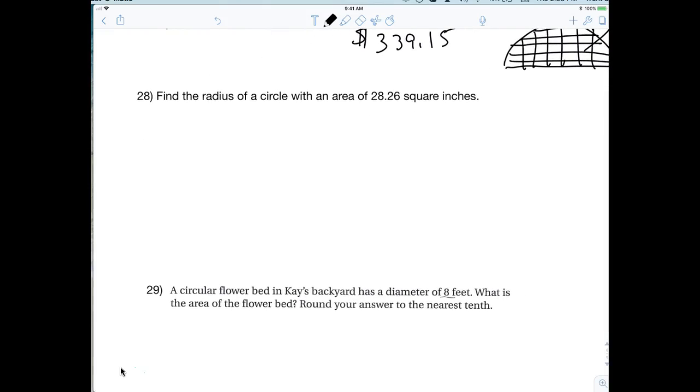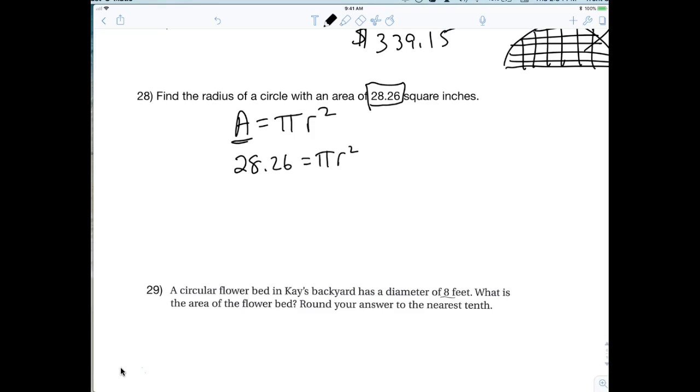Now it says find the radius of a circle with an area of 28.26 square inches. So the first thing, just come on, let me help. All right, let me help. So area, everybody puts down: area of a circle is pi r squared, right? Now, what is the area of the circle? So that's where you plug that in for A. So 28.26 equals pi r squared.